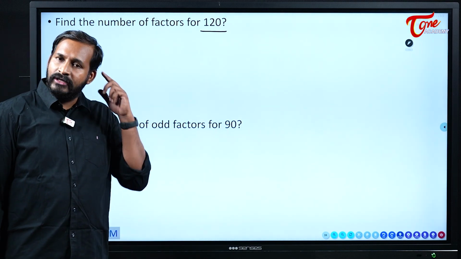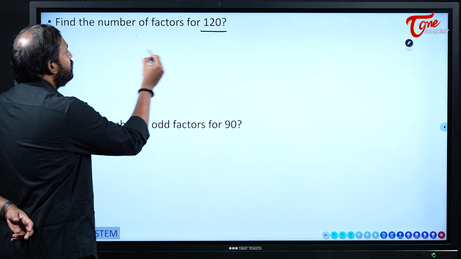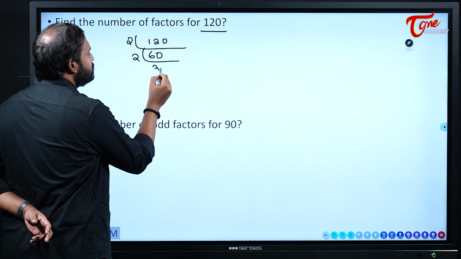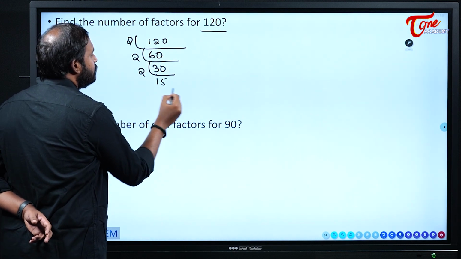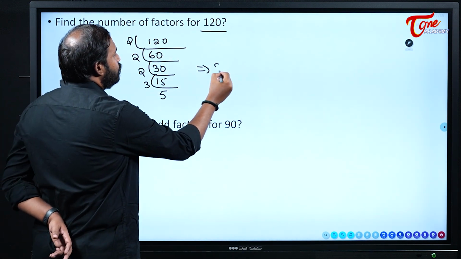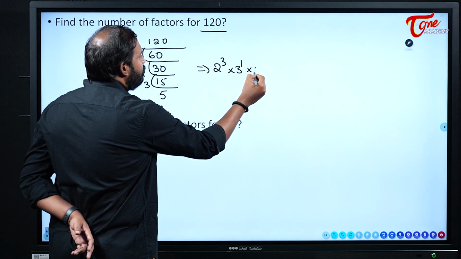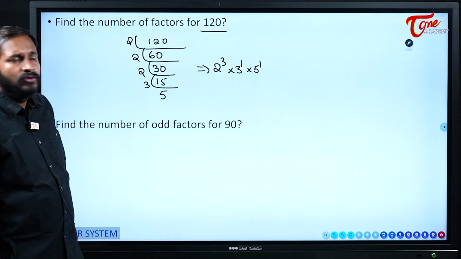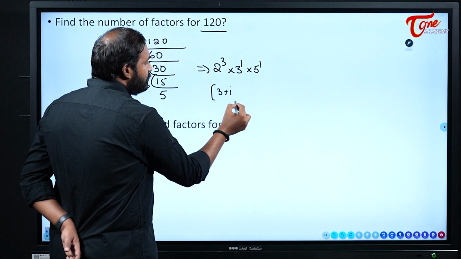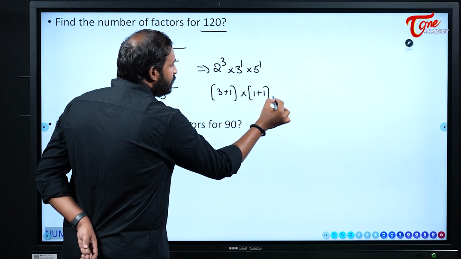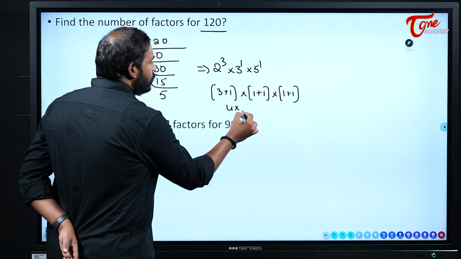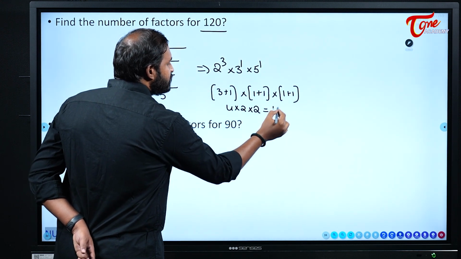Just now I told you we will do the prime factorization for 120. So, what will we get? 120, 2's are 60, 2 30's, 2 15's, 3 5's, right. After this it becomes 2 cube into 3 power 1 into 5 power 1. So, what is the formula we have? Add 1 to the powers and multiply them. That means (3 plus 1) into (1 plus 1) into (1 plus 1). So, 4 into 2 into 2. This will become 16 for us.